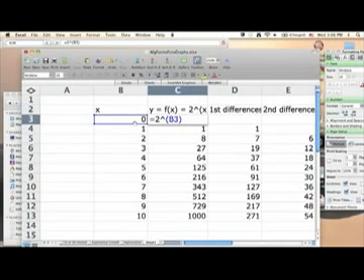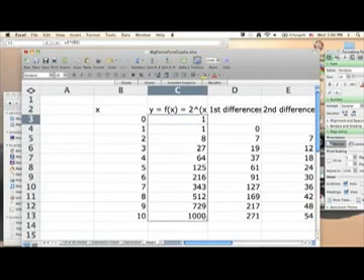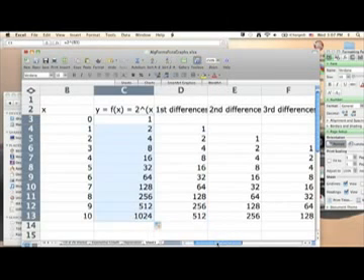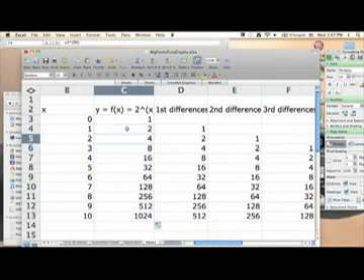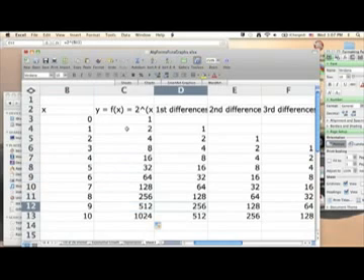What's going to happen with the first, second, and third differences? The 2 to the x is also increasing and concave up. What happens? First differences are increasing at a greater and greater rate, the function values, and so are the first differences.